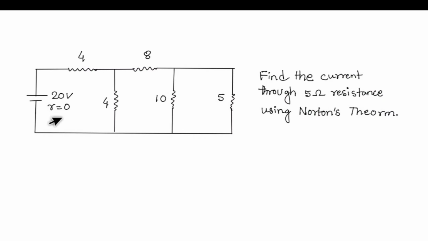Now we will solve this numerical problem. In this question we have to find the current through the 5 ohm resistance using Norton's theorem. The 5 ohm resistance is the load resistance, that is RL. This is RL and these are the terminals, denoted A and B.